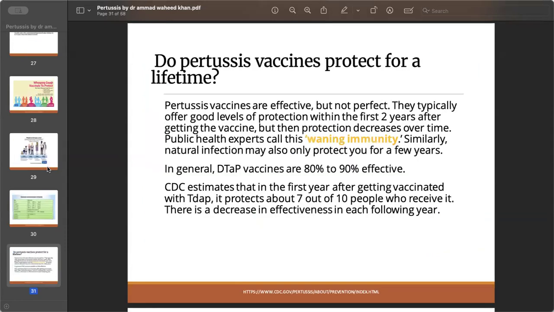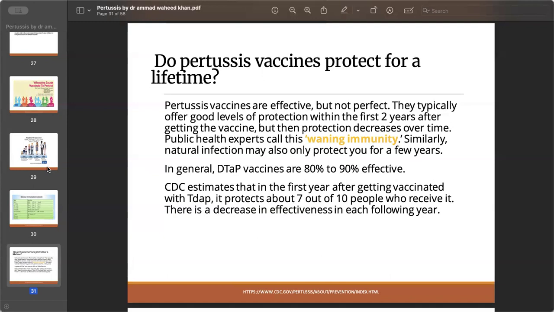Does the pertussis vaccine protect for a lifetime? Pertussis vaccines are effective but not perfect. They typically offer a good level of protection within the first 2 years after getting the vaccine, but then protection decreases over time. Public health experts call this waning immunity.